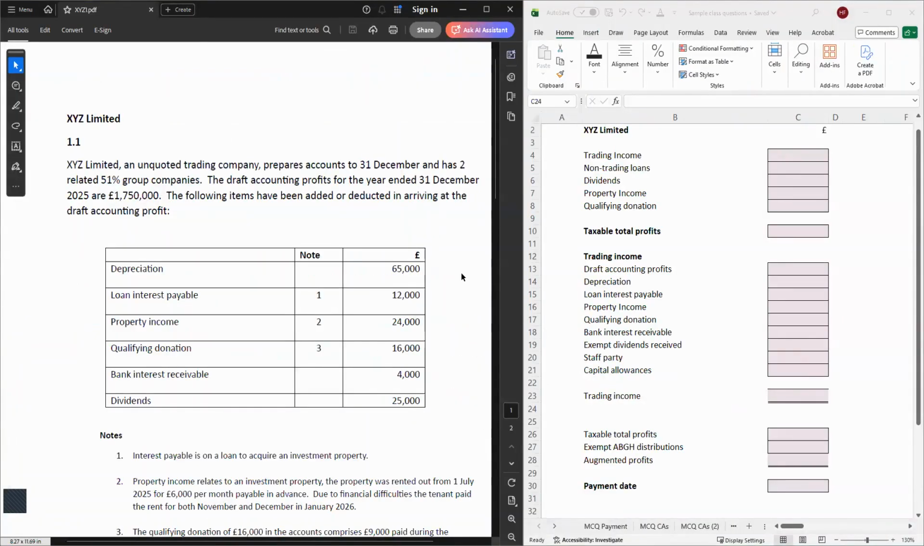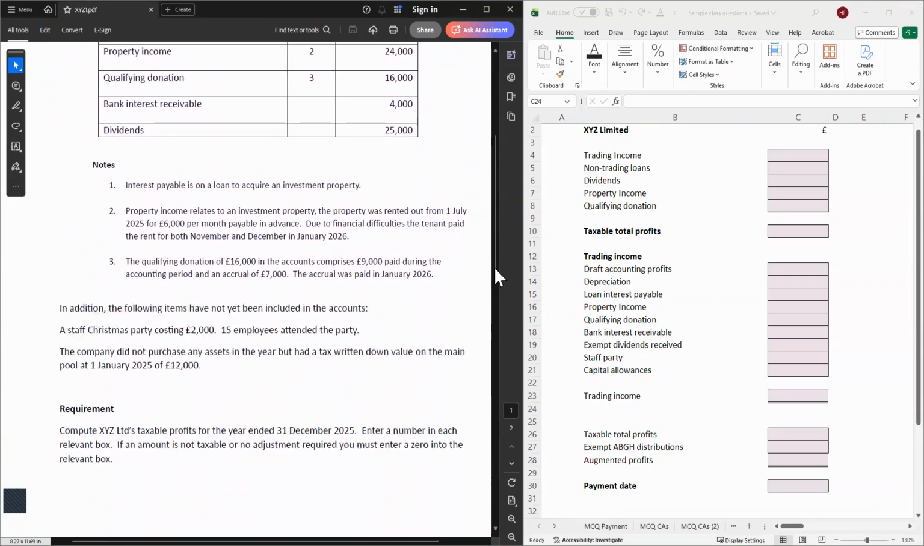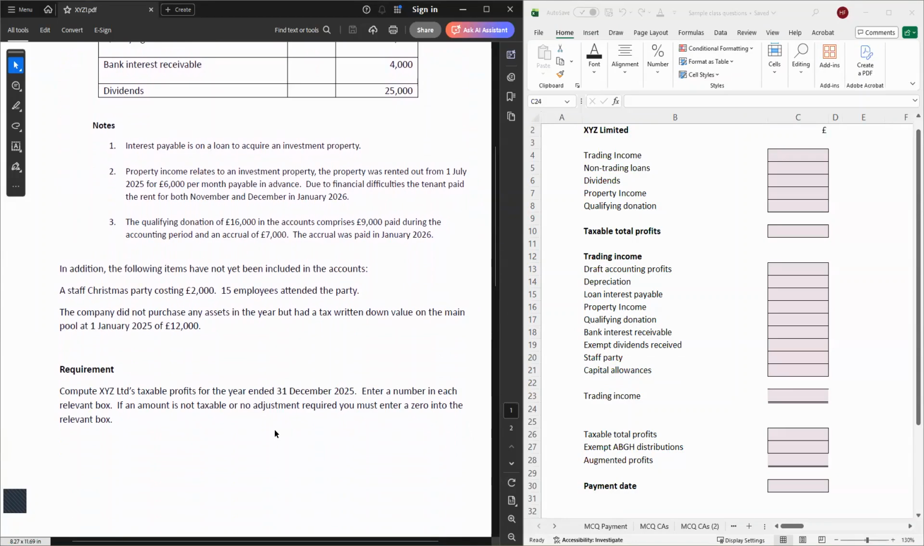We're now going to look at a scenario question for corporation tax, which is XYZ Limited. So let's go down to the requirement and see what we've been asked to do. So compute XYZ Limited's taxable profits for the year ended 31st December 2025. Enter a number in each relevant box. If an amount is not taxable or no adjustment is required, you must enter a 0 into the relevant box.